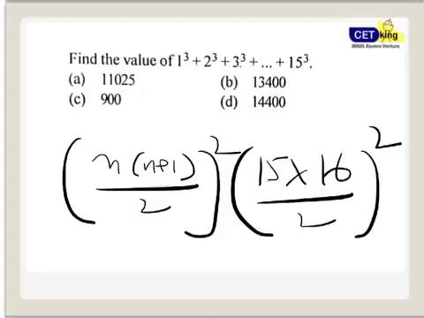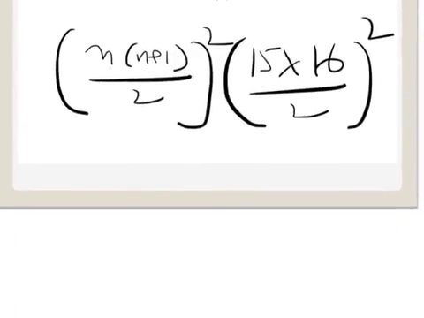So sum of 1, 2, 3, 4, 5, 6, 10 you can find out. Sum of squares you can find out. Cubes, the formulas for all three have come. The problem starts when we complicate the situation. So how much will the answer be? Okay, how to calculate this part? The square of 15 into 16 by 2.